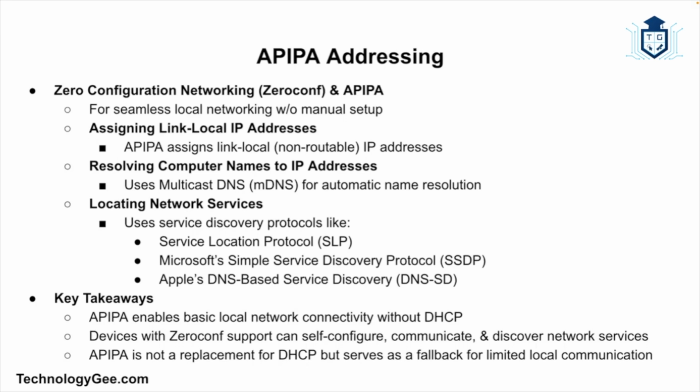The next function it does is resolving computer names to IP addresses. Multicast DNS is an example of a technology that can resolve computer names to their corresponding IP addresses on a local subnet without the aid of a DNS server or a WINS server. And then the third thing it does is locate network services. Examples of service discovery protocols include the standards-based Service Location Protocol, Microsoft Simple Service Discovery Protocol, and Apple's DNS-based Service Discovery. Now, if devices supporting these 3 zero configuration features are interconnected on a local subnet, they can dynamically obtain link-local IP addresses, resolve one another's names to IP addresses, and discover services that are available on a network.